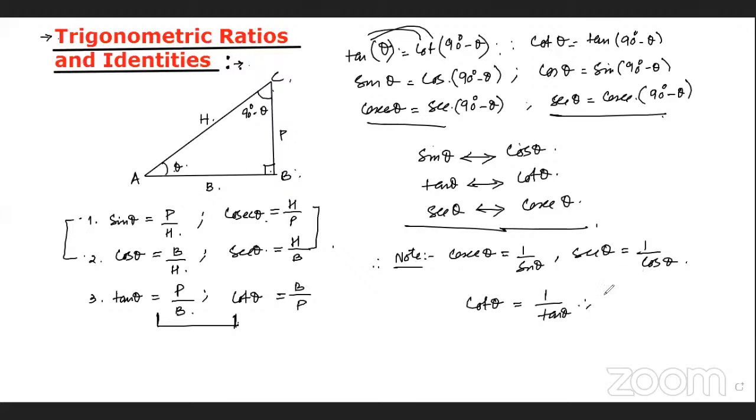And one more thing is also there. You know that tan theta is equal to what? P upon B. Now, if we divide the numerator and denominator by H, it becomes P upon H divided by B upon H. What is P upon H? That is sine theta. And B upon H is cosine theta. So therefore, tan theta is also equal to sine theta upon cos theta. It's an identity. And finally, cot theta will be equal to the reciprocal of this, that is cos theta upon sin theta.